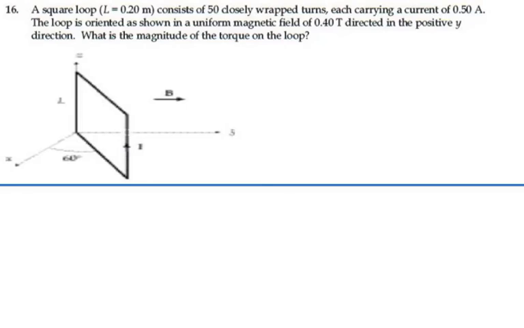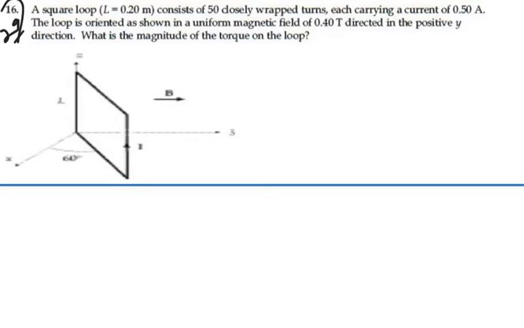Here's problem 2916. A square loop, L equal to 0.2 meters, consists of 50 closely wrapped turns, each carrying a current of 0.5 amps. The loop is oriented as shown in a uniform magnetic field of 0.4 Tesla directed in the positive y direction. What is the magnitude of the torque on the loop?